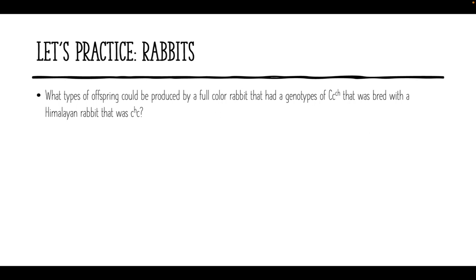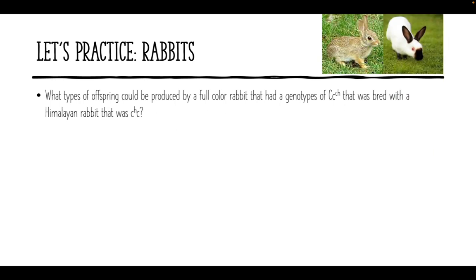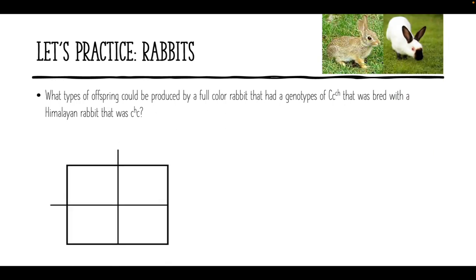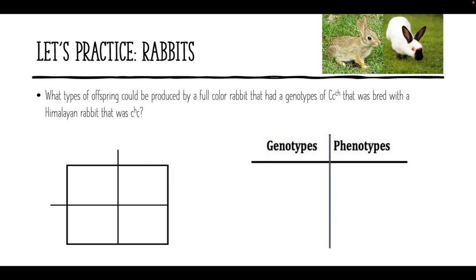So let's practice. What type of offspring would be produced by a full color rabbit with the genotype C, CH, that was bred with a Himalayan rabbit that was ChC? So there is our wild type. There is our Himalayan rabbit. And we're going to make our Punnett square. Now we have our genotypes, and we can plop those in on the sides and the top of our Punnett square. We're then going to fill out this Punnett square as we would with every other Punnett square we've done.